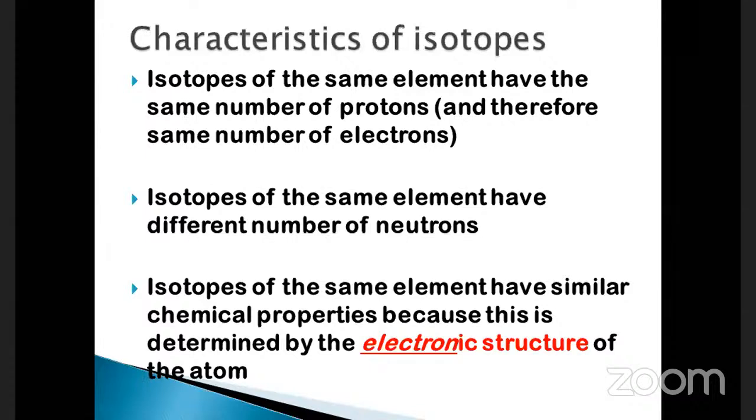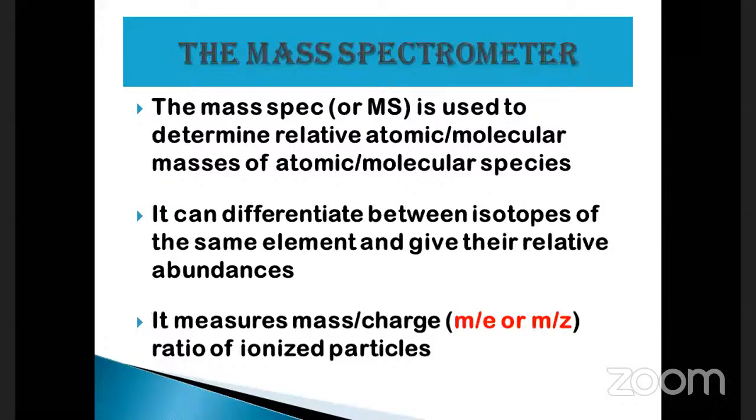Because the chemical structure, chemical property is determined by the number of electrons. So it is now imperative for us to know how much of each isotope is in a sample of an element. For example, we have oxygen as proton, as deuterium, as tritium. If you have a sample of oxygen, it will have a percentage of each of these isotopes.